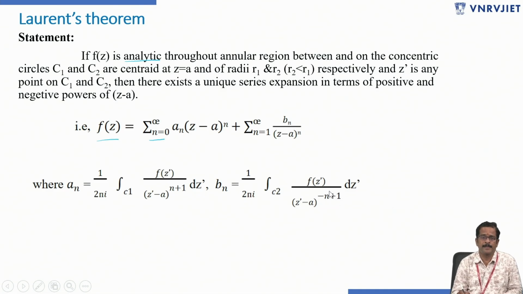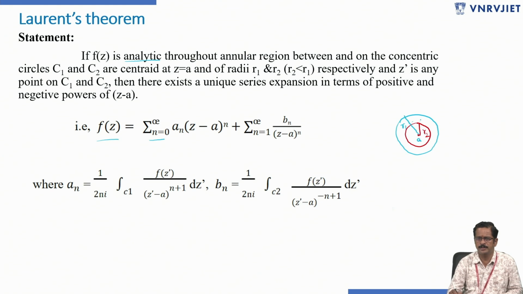Means here, the expansion of f(z) is over the annular region. Annular region is nothing but two concentric circles. So this is a smaller circle of radius r2. Okay, another circle, which also has its center at a, has radius r1.